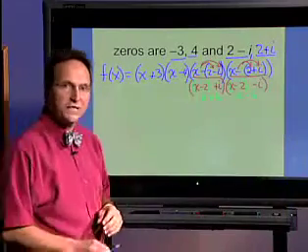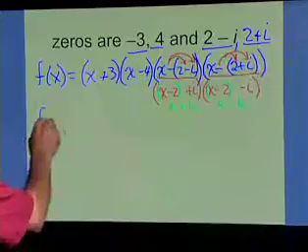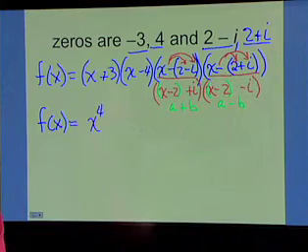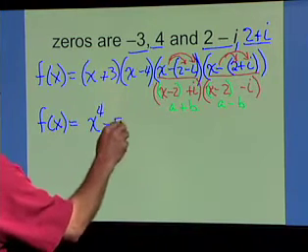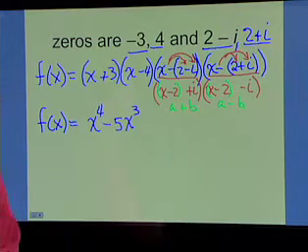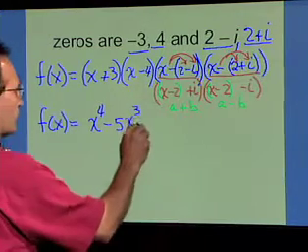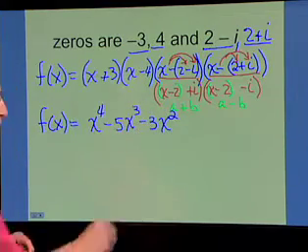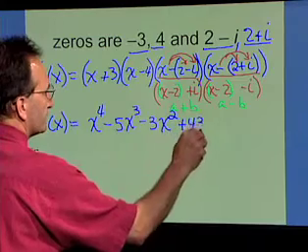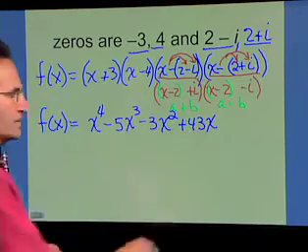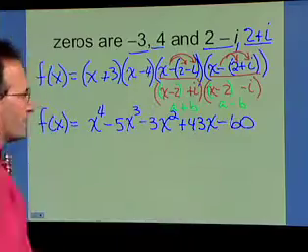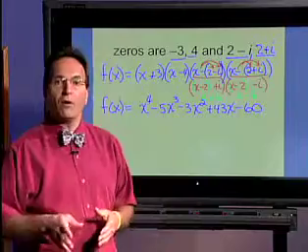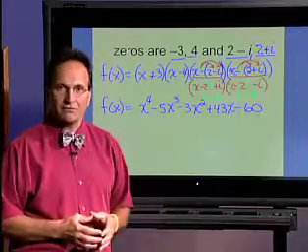The result you should get is this: f of x equals x to the 4th power minus 5x cubed minus 3x squared plus 43x and then minus 60. So that would be the function in standard form that has those zeros.